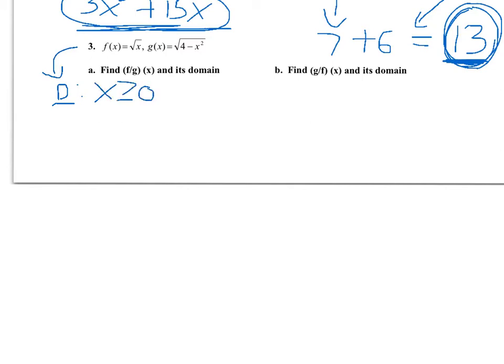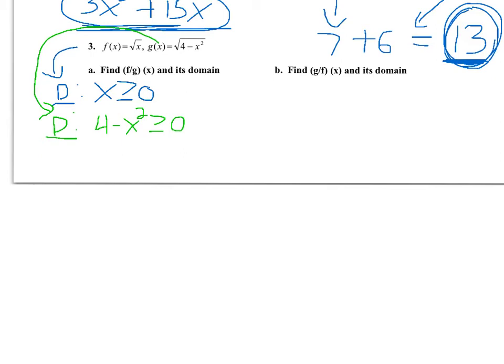Pretty easy. For g of x, let's do this in a different color. This is going to take a little bit of work because we don't just have x in the square root. We have 4 minus x squared. So let's do this. G of x, we'll put in Seneca green right there. Now this whole quantity, 4 minus x squared, has to be greater than or equal to 0. Right, because you can't take the square root of negatives.